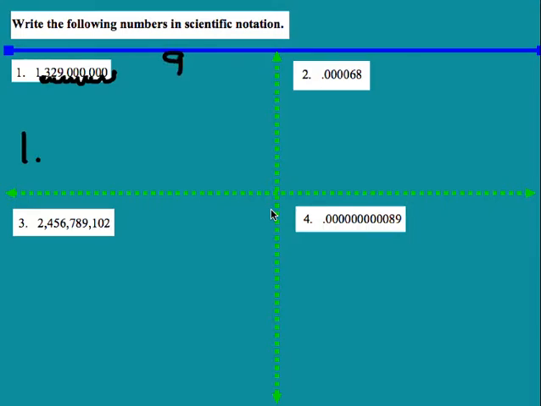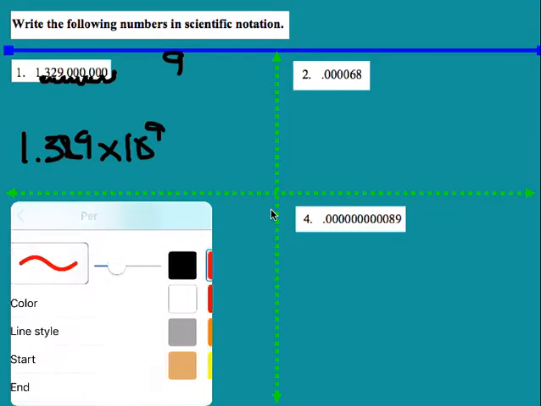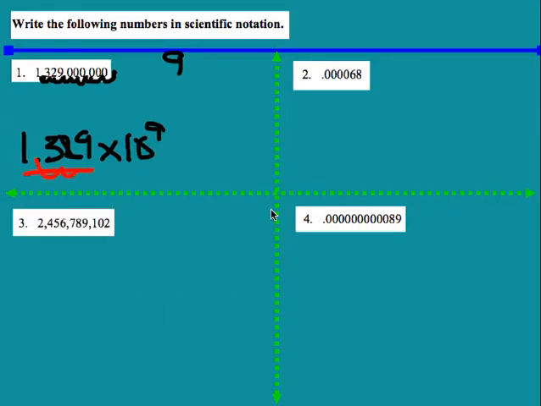I ended up having 1.329, so that's going to go right here. Then I'm going to multiply it by 10, and I'm going to raise that 10 to the 9th power. Because what I want someone who's coming to look at this to be able to do is say, okay, I have this number and I need to move the decimal right 9 places. So that's what this 10 to the 9th tells someone looking at it. Then eventually they will get that number up there.